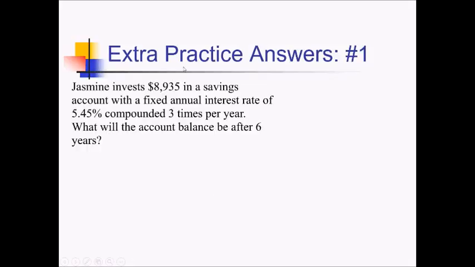For this problem, we have Jasmine investing $8,935 in an account with a 5.45% three-times compounded interest rate. We want her balance after 6 years.